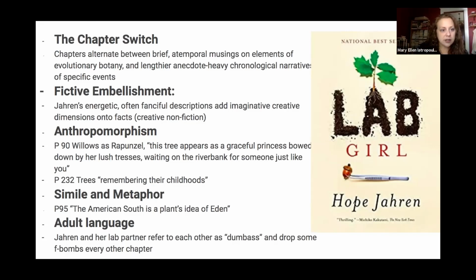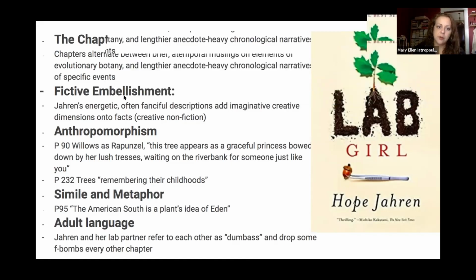And one of the ways that she does this is by something I like to call the chapter switch, where every other chapter, it's either a short kind of poetic musing that is not located in a specific place or time, where she talks about elements of evolutionary botany. For example, at the beginning of chapter 3 in Wood and Knots, page 104, she says, "Plants have far more enemies than can be counted. A green leaf is regarded by every living thing on earth as food." So she's sort of waxing poetic about different facts about the natural world.